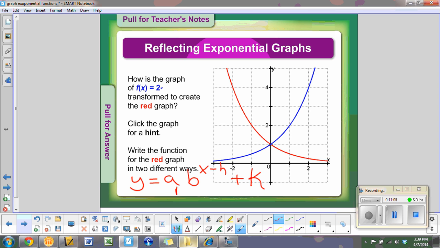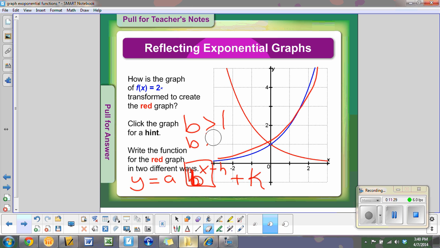we're looking at our b, or our base. It's the base of my exponent, this part right here. If b is greater than 1, I have an increasing function, and it looks like this. If b is less than 1, it's decreasing. But it can't be negative, so it has to be greater than 0. So this is increasing, and this is decreasing.